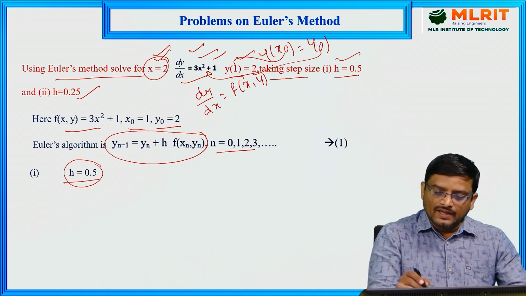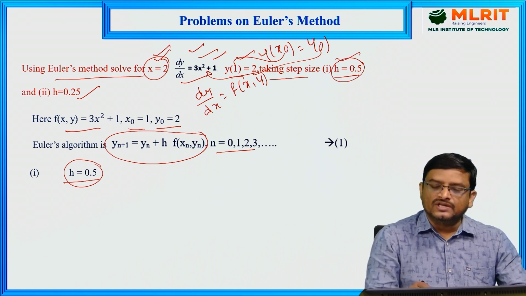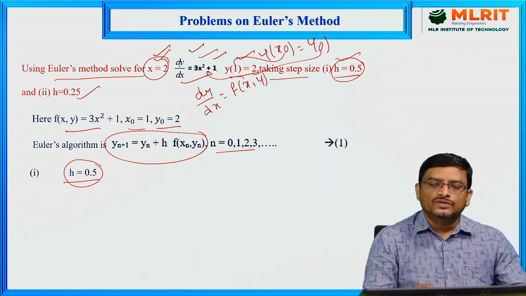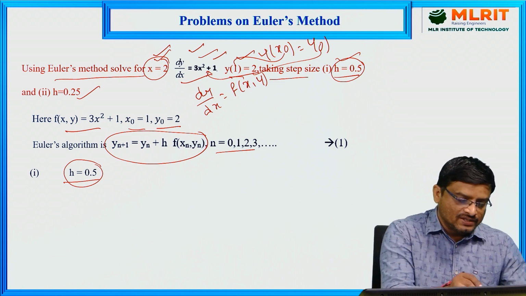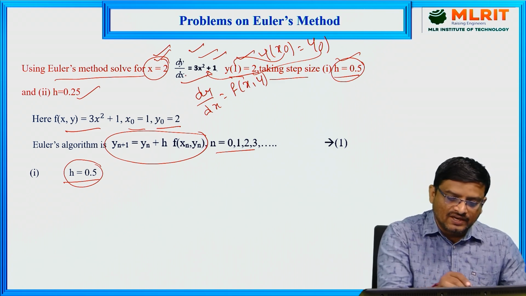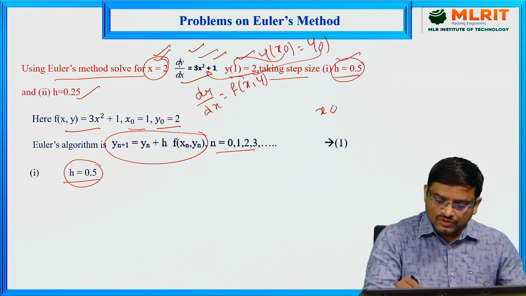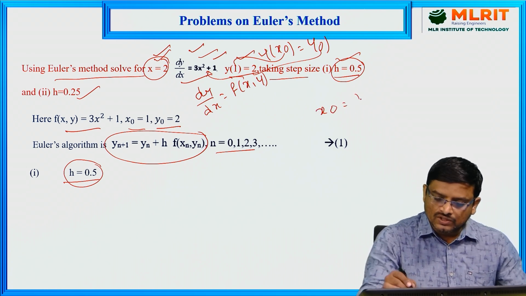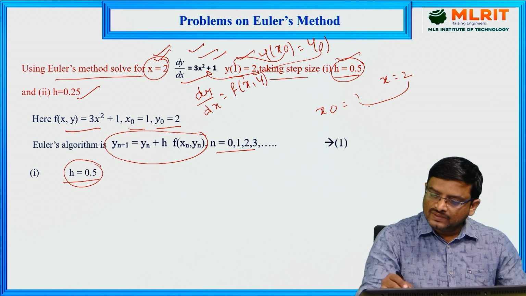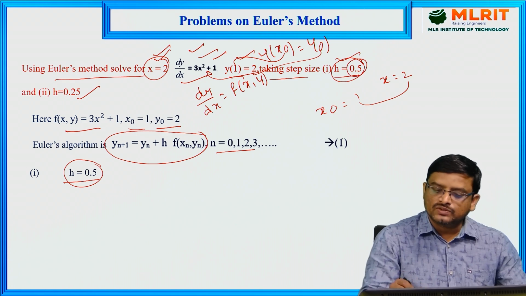But here he has mentioned one condition, that the h value, so the difference between the value of x and the value of x0, must be 0.5. So here x0 is equal to 1 and this x value has been given as 2. Suppose if we take the difference between these two, the difference must be equal to this h value here.